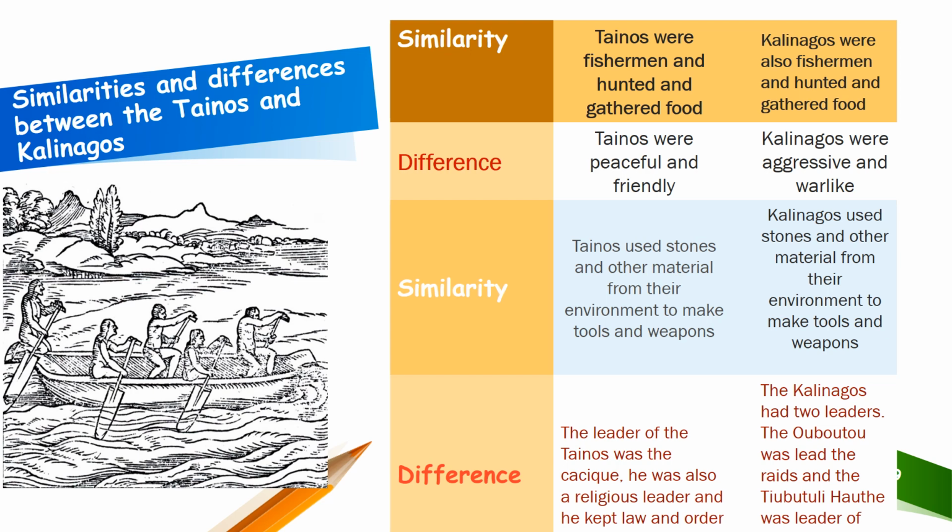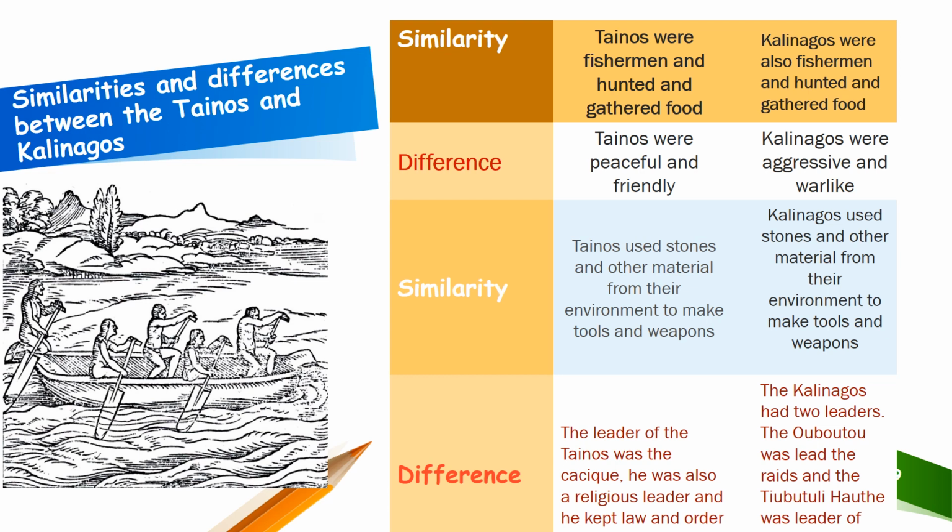The Tainos were peaceful and friendly, while the Kalinagos were aggressive and warlike. The Tainos used the stones and other material from their environment to make weapons and tools, and so did the Kalinagos.